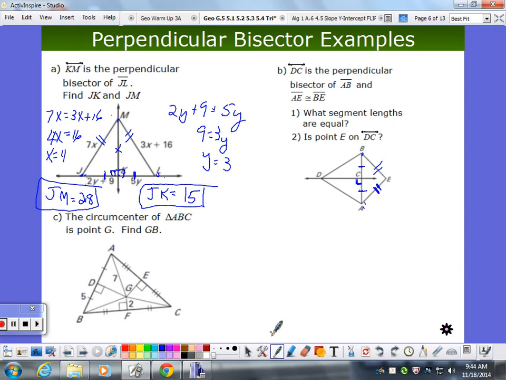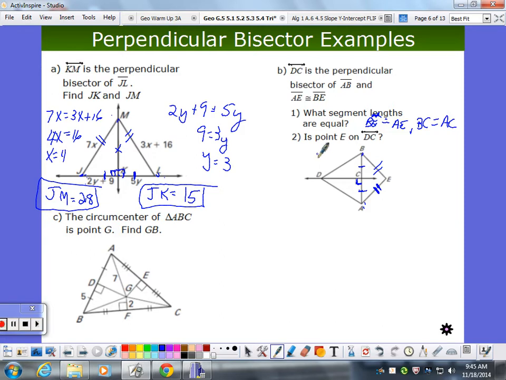What segment lengths must be equal? Well, the one they gave us for sure has to be equal, right? The length of BE has to equal the length of AE. And because it's a bisector here, that means that BC's length has to equal AC's length. And do I have any other lengths that are congruent? Amanda, what other lengths are going to be congruent? I've got AC and BC. I'm looking for another one. I've got BE and AE, AC and BC. I need one more.